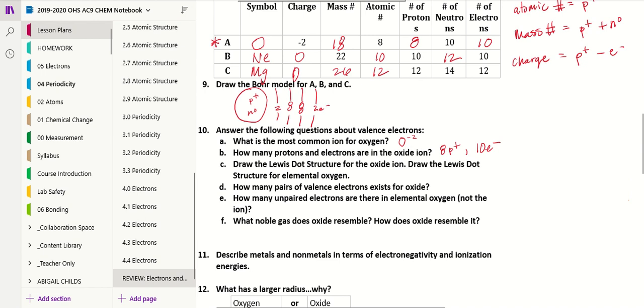So, draw the Lewis dot structure for the oxide ion. Well, I know oxygen, the elemental oxygen, has 6 because it's in group 16. So 2 paired, 2 unpaired. So oxide, you would gain those 2 electrons, should have 4 paired electrons. So there's oxide, there's oxygen. How many paired electrons exist for oxide? 1, 2, 3, 4. How many unpaired electrons are there for elemental oxygen? 2. What noble gas does this resemble? And why does it resemble neon?